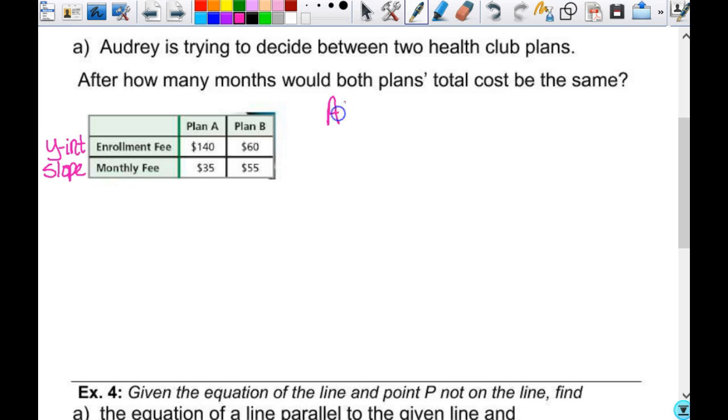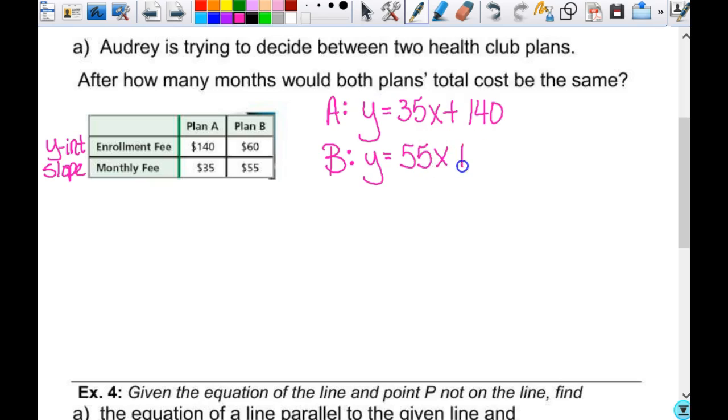So for Plan A, that's going to be y equals m, which is the slope, 35x, plus b, which is 140. Yes? All right, and then for Plan B, it's going to be y equals 55x plus 60. Everybody okay with all that?